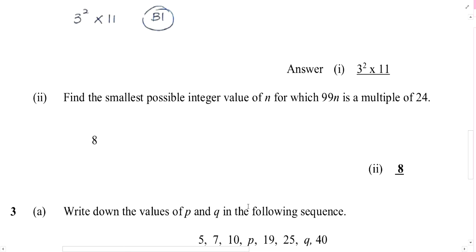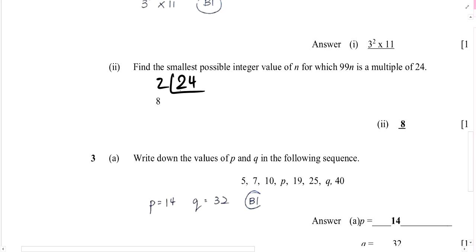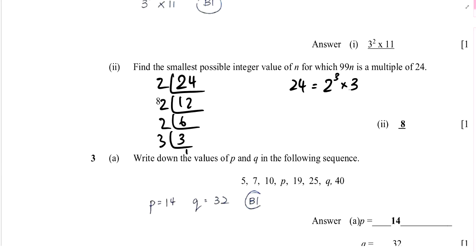99n is a multiple of 24. So this was what I taught you. Of its prime factors will give us times 2, so divide by 2, 12, divide by 2, 6, 2 again, 3, and 3, 1. So 24 is equal to 2 power 3 times 3, right? Then I want 99n. 99n is a multiple of 24.